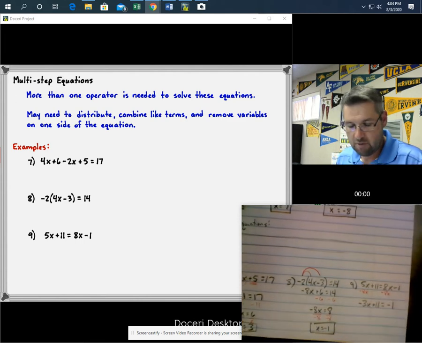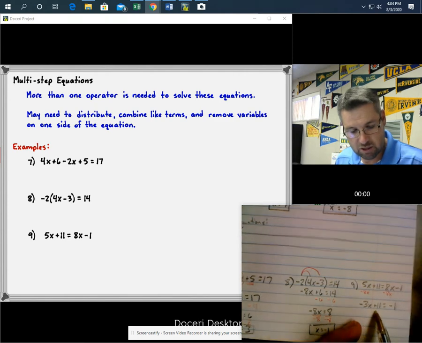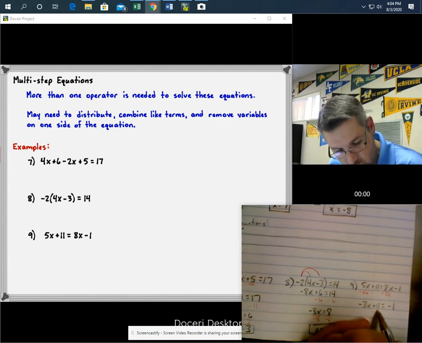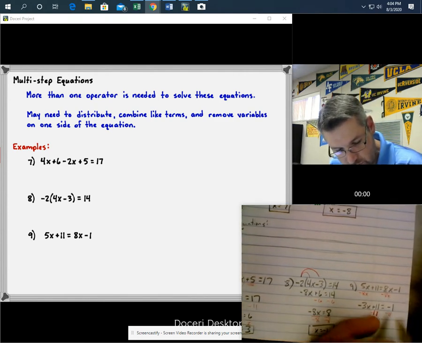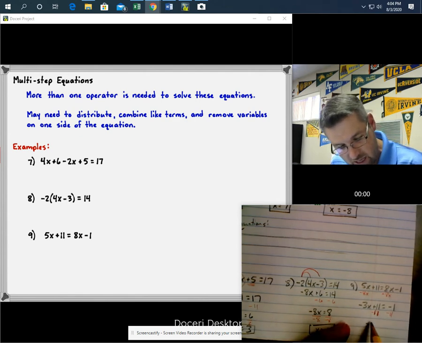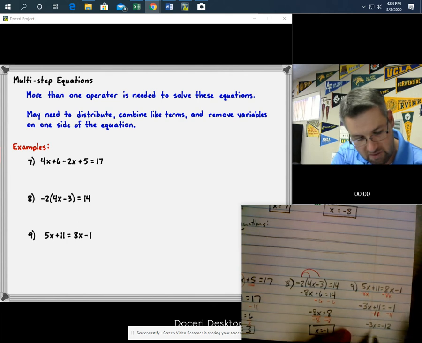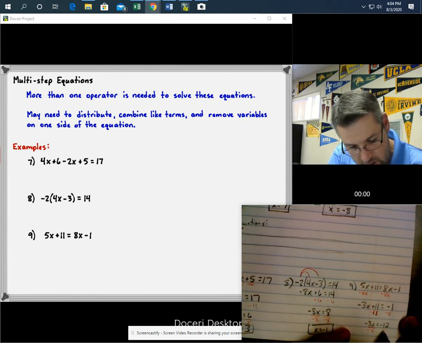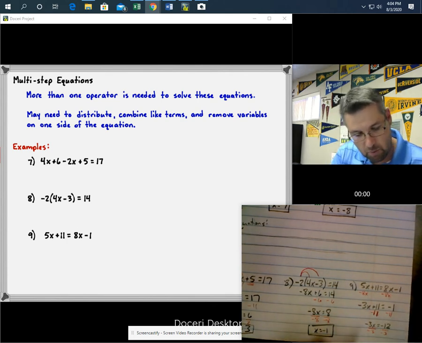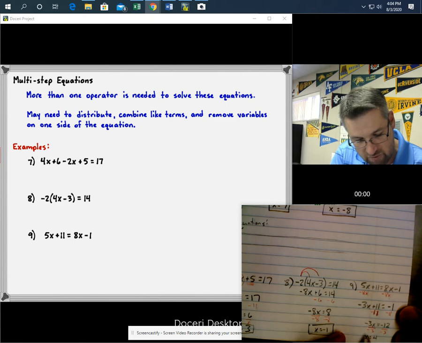Okay? From here, we're going to get rid of this addition just like we did on the previous problem. So we're going to subtract 11 on both sides. And so we end up with negative 3x equals negative 12. And then we're going to divide by negative 3, and then we end up with x equals 4.